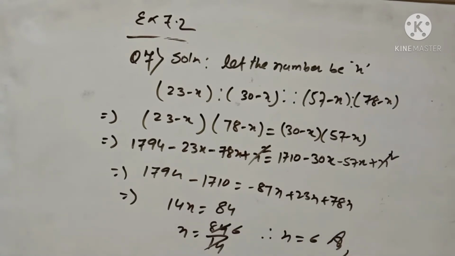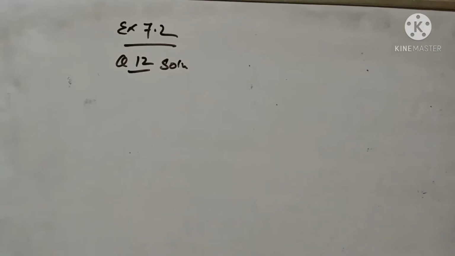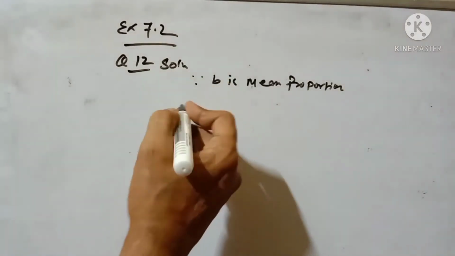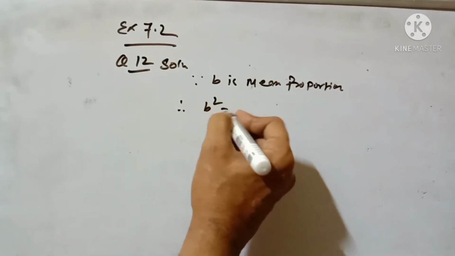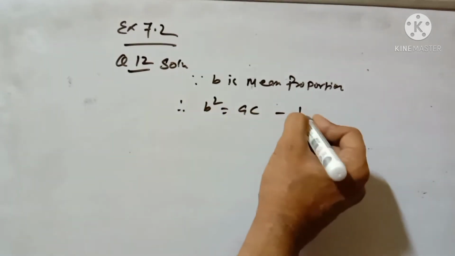Write down please. Question number 12. If b is the mean proportional between a and c, prove that a, c, a square plus b square and b square plus c square are proportional. Write down please. So b is the mean proportional. Therefore, as we know, b square equal to ac. Let it be equation number 1.